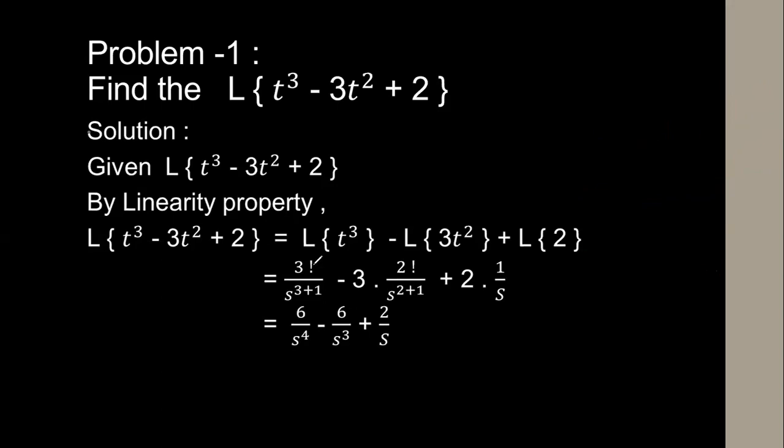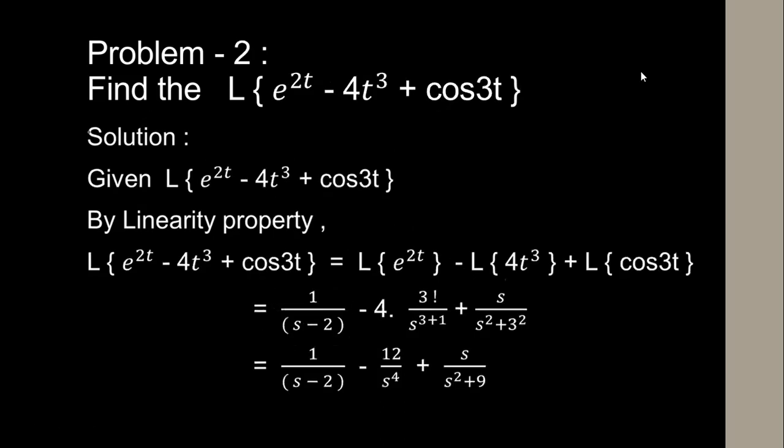So 3 factorial is 6, so 6 by s power 4, minus 2 factorial, which is 2, so 3 into 2 is 6, 6 by s power 3, plus 2 into 1 by s, which is 2 by s. This is the way you have to simplify the Laplace transform of the basic functions given in a problem by using the linearity property. Now we'll go for one more problem on this.